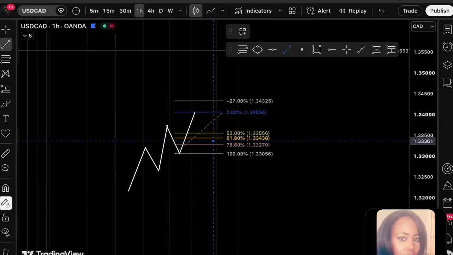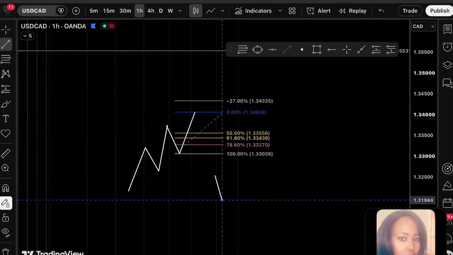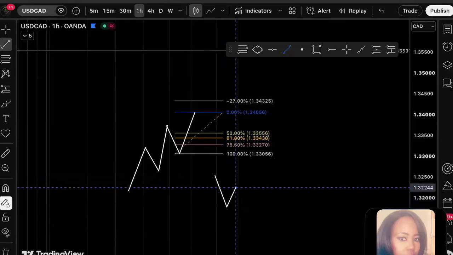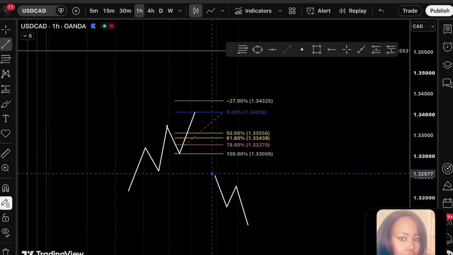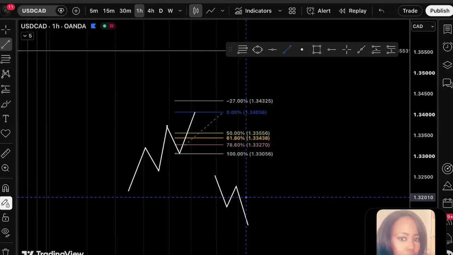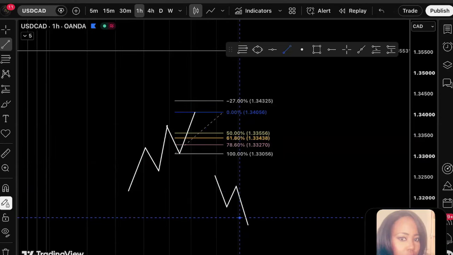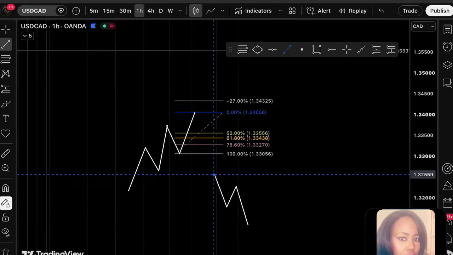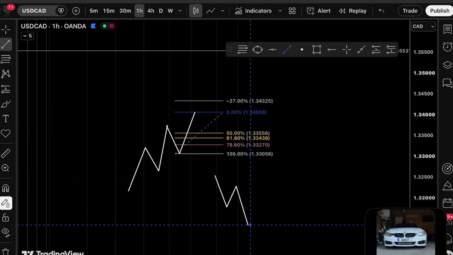So with this one, what type of trend would this be? I have a high, low, lower high, lower low. What type of trend would we consider this to be? Anybody know? High, low, lower high, lower low, downtrend. Downtrend, right?